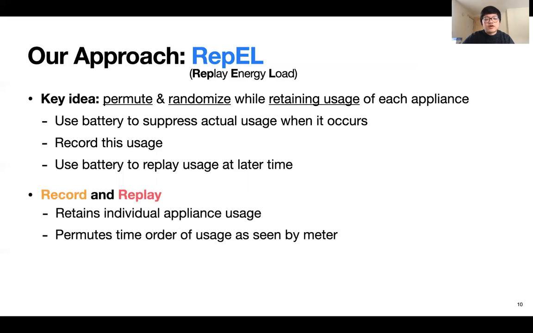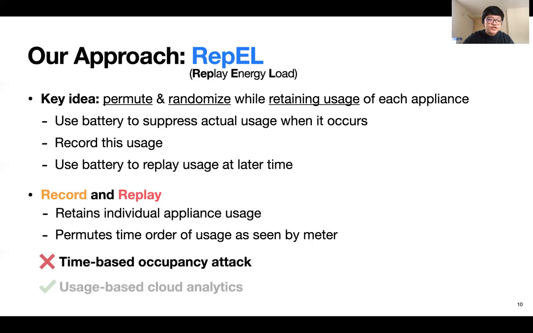We call this record and replay. By doing this, we retain the total usage of each appliance and at the same time permute the time order of usage as seen by the smart meter. As a result, this can prevent time-based occupancy attack and at the same time allow us to do cloud analytics.